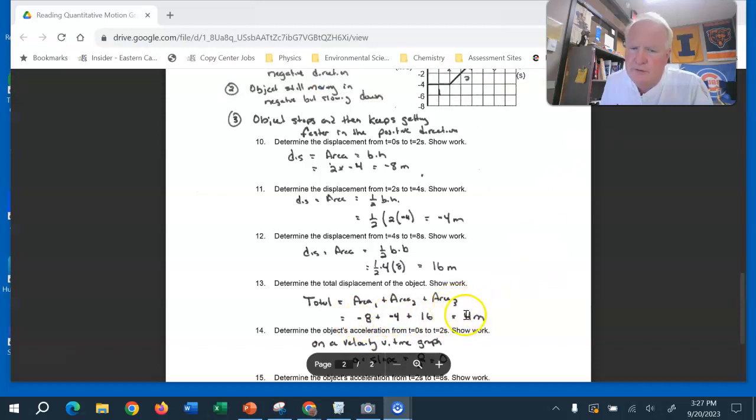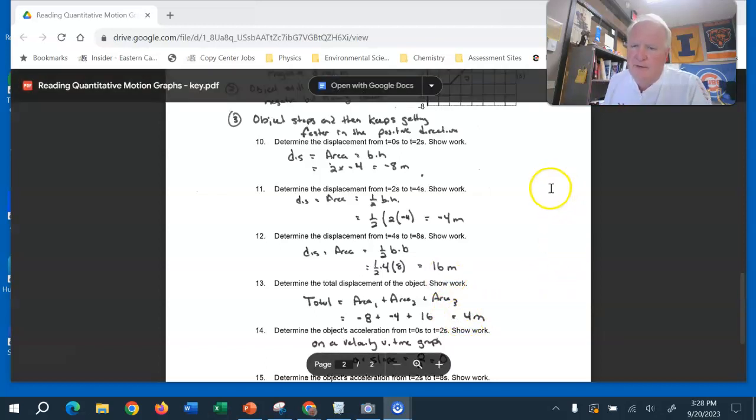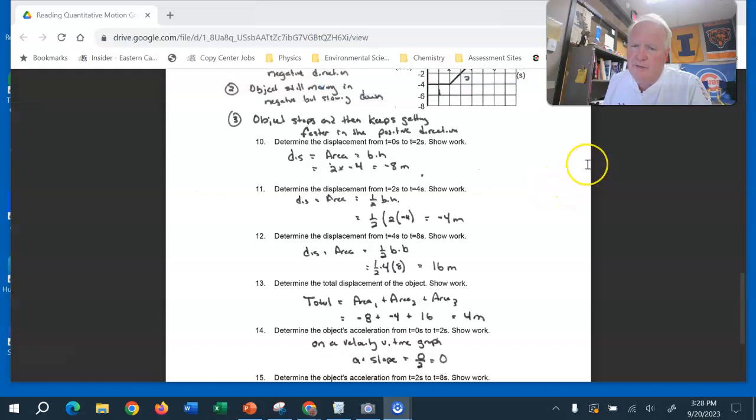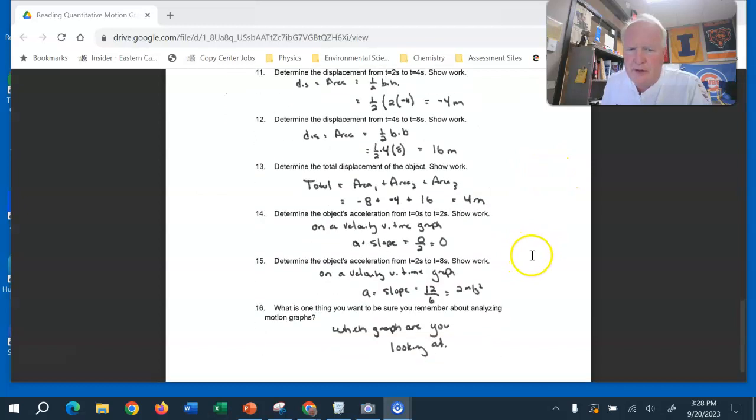The total displacement for this entire motion: it started somewhere over here, and it ended 4 meters further away. Okay, it went all the way over here first, and then went all the way right back here. But the numbers all work out so that we know exactly where it started from and where it finished. That's displacement, and it's only 4 meters from where it started. Okay, so it started here, moved this way, then moved back.